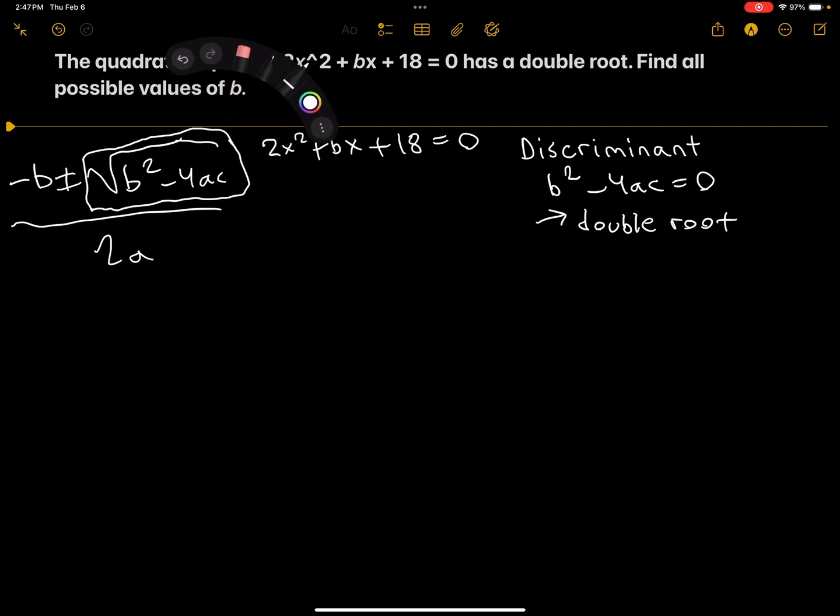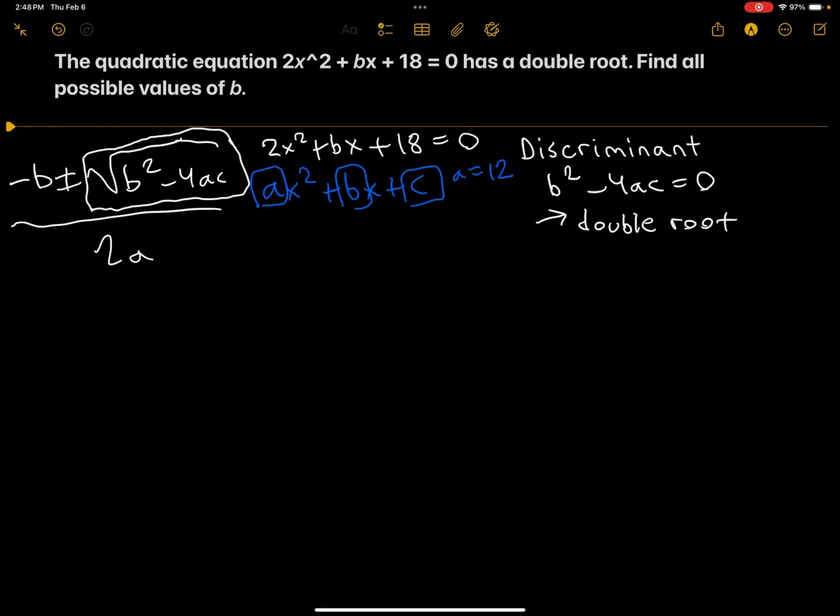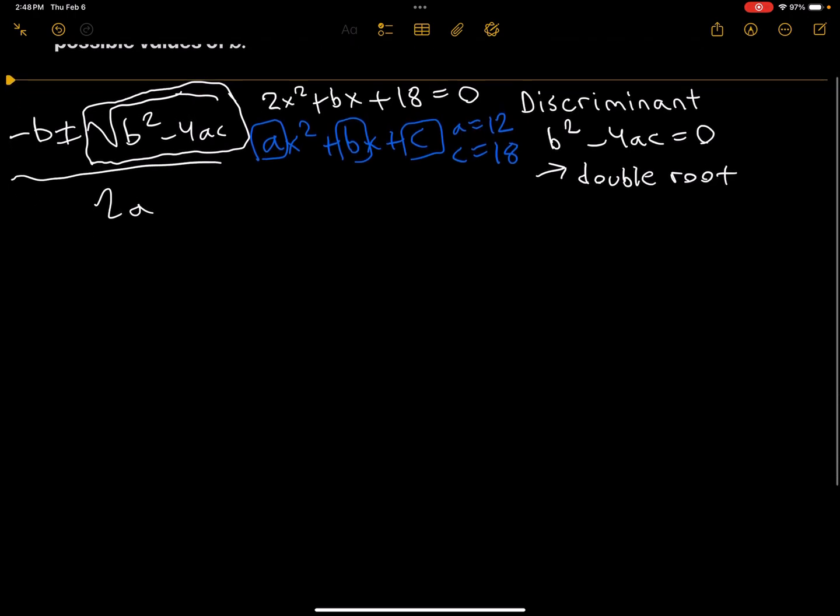Now you might be thinking, we don't have enough information here. We've got so many variables, a and c, and we don't know what those are. But actually we do, because by definition in the quadratic formula, a and c are the corresponding values within the quadratic equation. The standard form of a quadratic equation is ax squared plus bx plus c. So we have values for a and c: a equals 2 and c equals 18. We can fill those right into the discriminant equation.